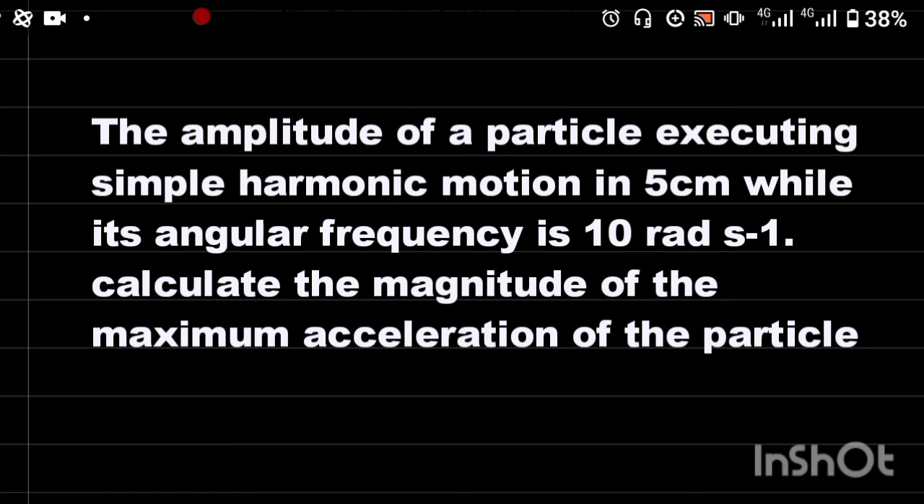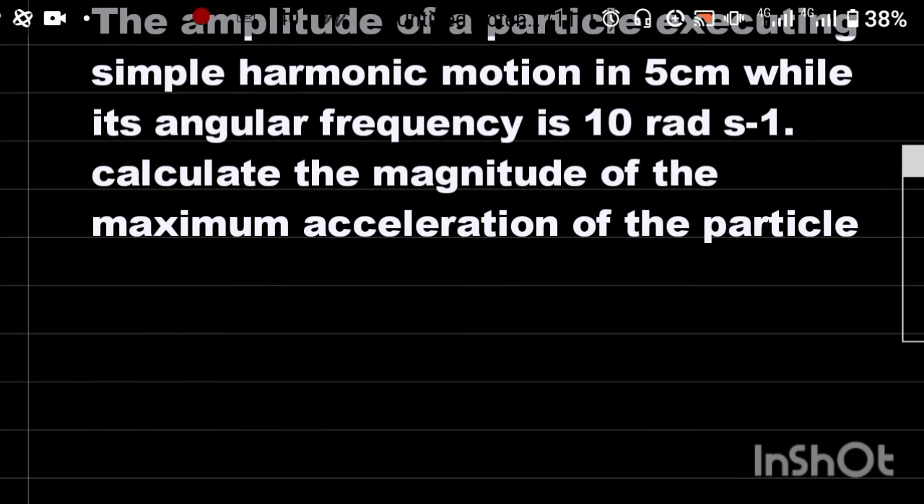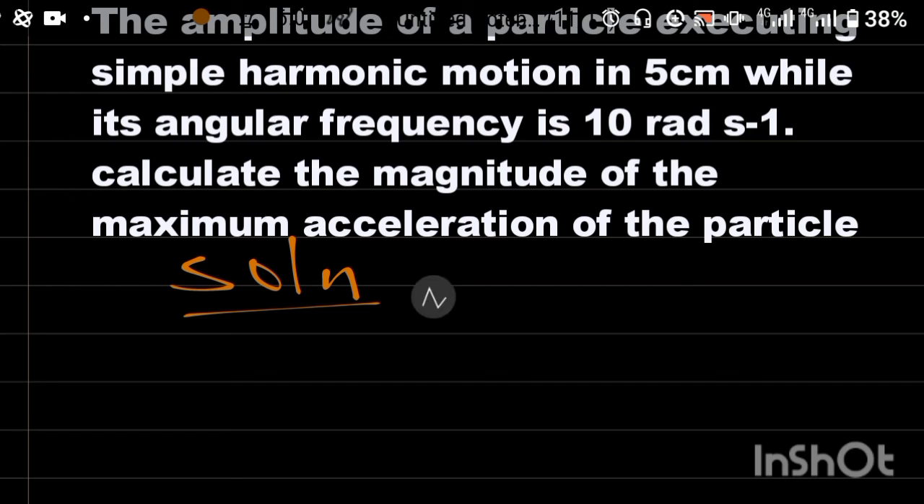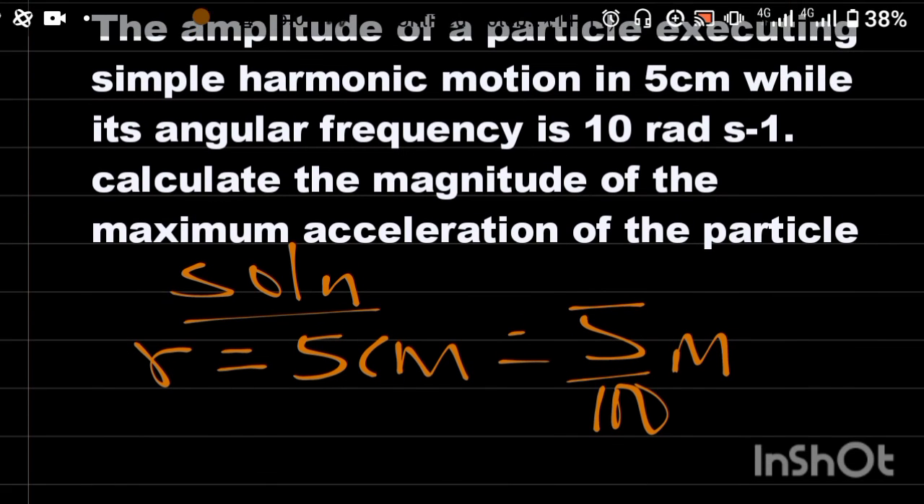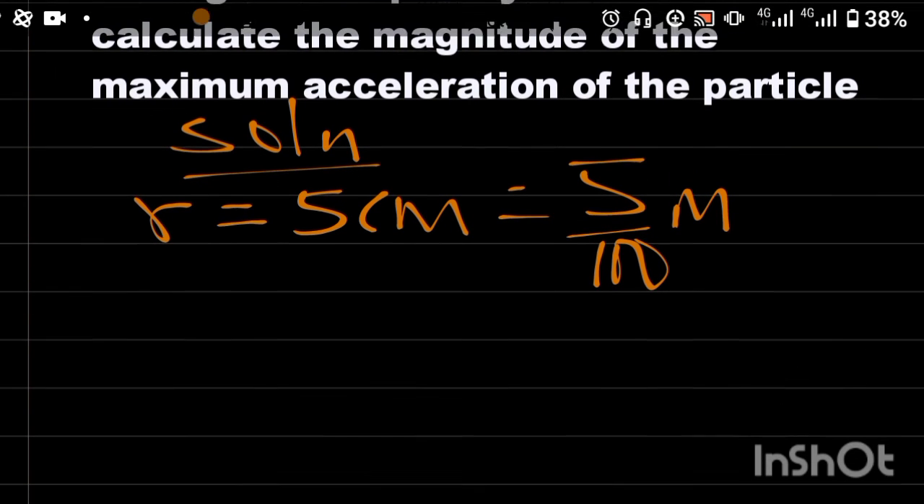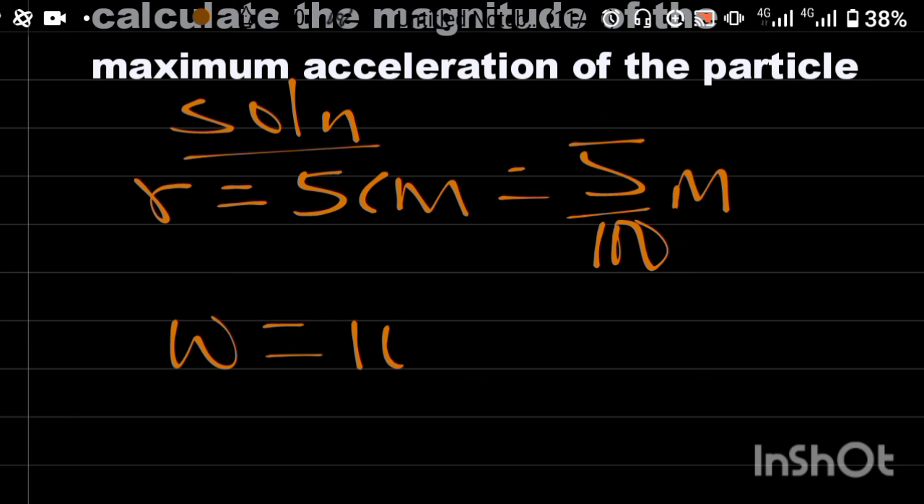The amplitude of a particle executing simple harmonic motion is 5 cm, while its angular frequency is 10 radians per second. Calculate the magnitude of the maximum acceleration of the particle. Solution. We have the amplitude. Amplitude is the maximum displacement from the mean position. That means that is the radius, 5 cm, which is equal to 5 over 100 meters. The angular frequency, omega, is equal to 10 radian per second.